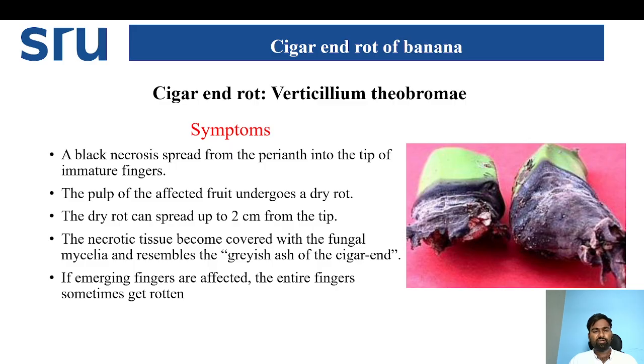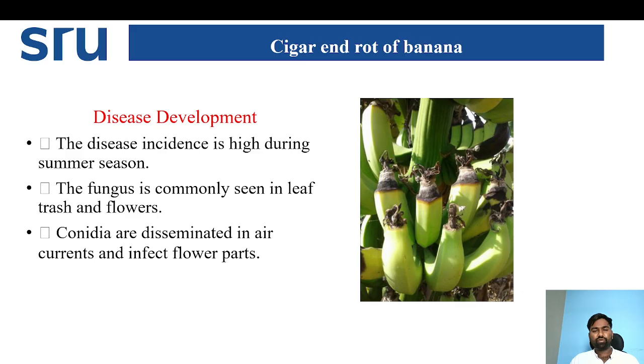The pulp of the affected fruit undergoes a dry rot. The dry rot can spread up to 2 cm from the tip of the banana fingers. The necrotic tissue becomes covered with the fungal mycelia and resembles the grayish ash of a cigar end. So that's why we call the disease cigar end rot. If emerging fingers are affected, the entire finger sometimes gets rotten. So this is the complete rotting of the tip end of banana fingers caused by Verticillium theobromae.